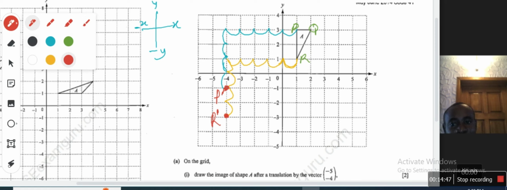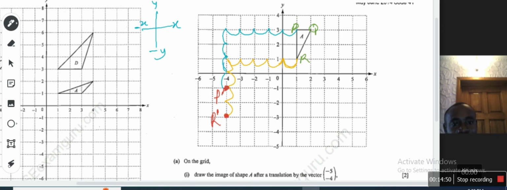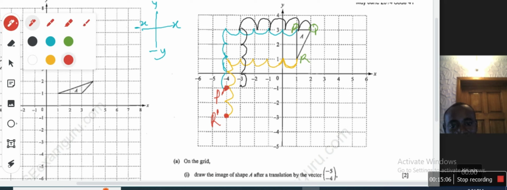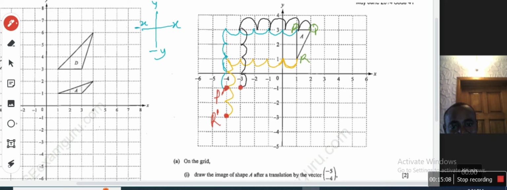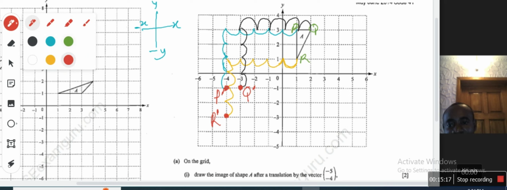What color can I use for Q? Let me use black. 1, 2, 3, 4, 5 to the left, and then 1, 2, 3, 4 down. So this is the new position of Q, which is Q prime. Who cannot get this? Everybody can. Just join the points and you are good to go.